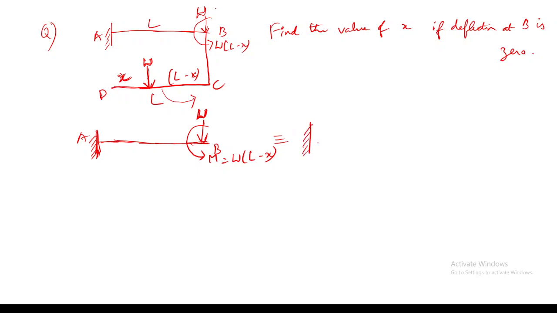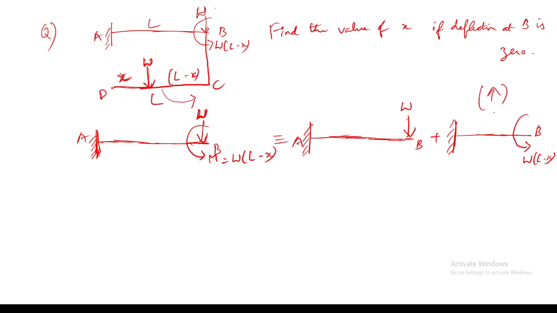Can I again separate this, right? Again, I can separate it like this. Yes, sir. So this will be something like this, W into L minus X, which will cause a downward slope and which will cause an upward slope. So this will be upward direction and this will be downward direction.